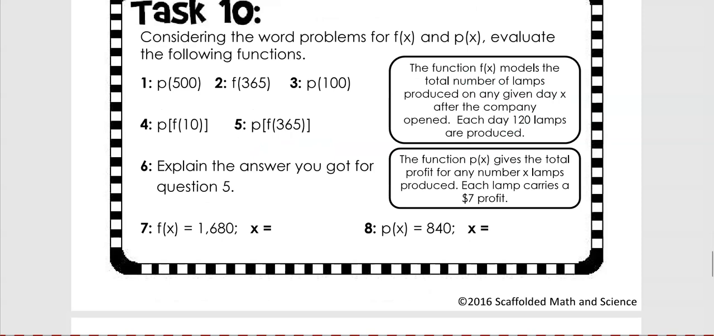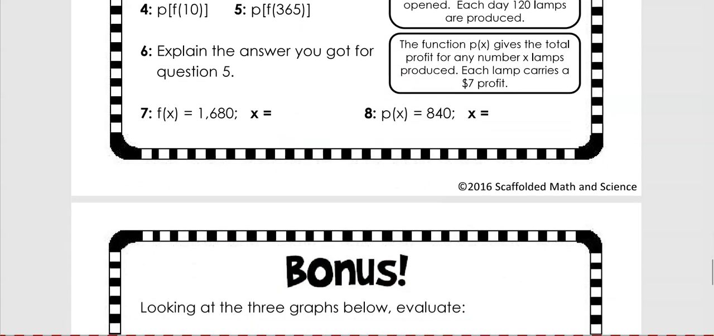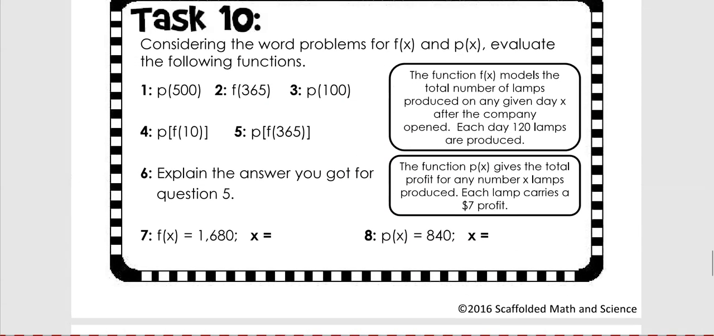All right, and finally for task number 10, we have the function f. I'm going to help you write the equations. Because the numbers are so large, you're going to be doing some interesting work with it. So I'm going to help you write the equations to ensure that we can handle this. So the first one says the function f of x models the total number of lamps produced on any given day x after the company opened. Each day 120 lamps are produced.